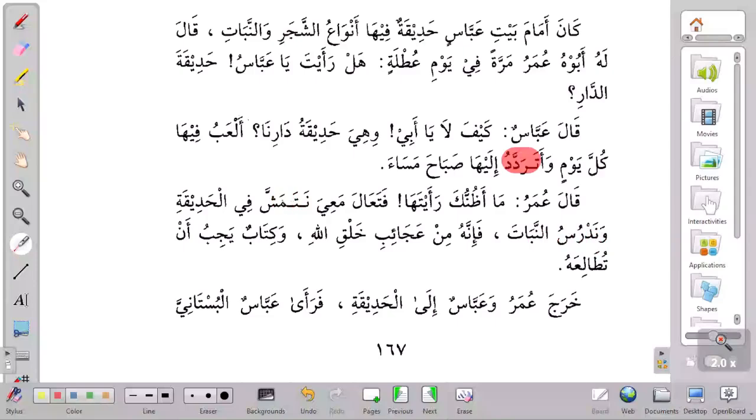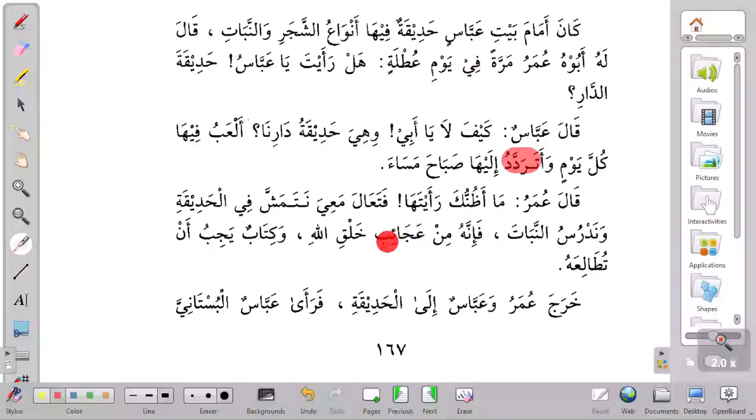Natamasha, the verb here is tamasha yatamasha, which means to go for a walk. So he's saying come along, ta'ala, come over. Let's go for a walk fil hadiqati, in the garden. Wa nadrusu nabat, and to study the plants or the crops.